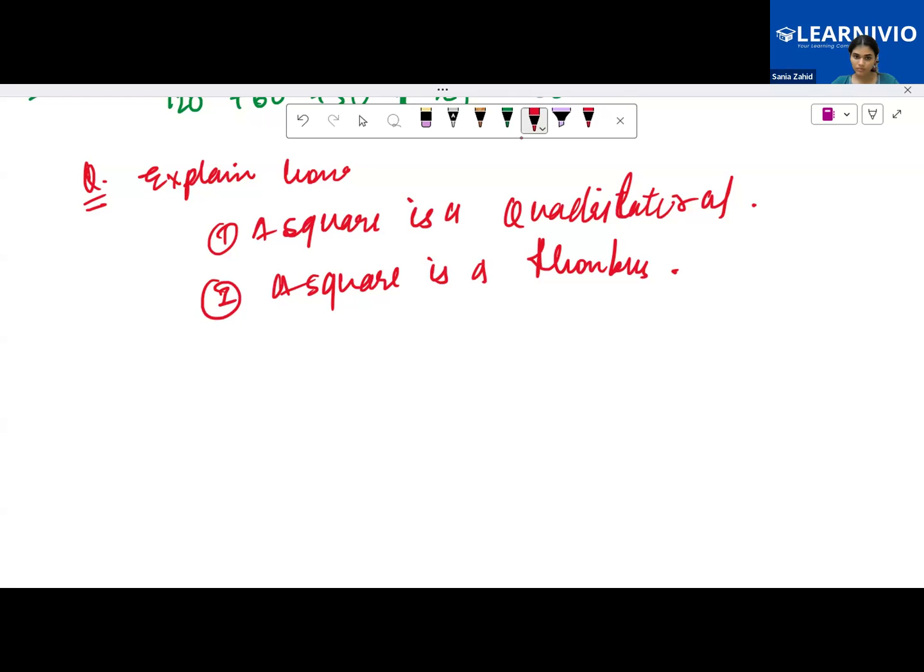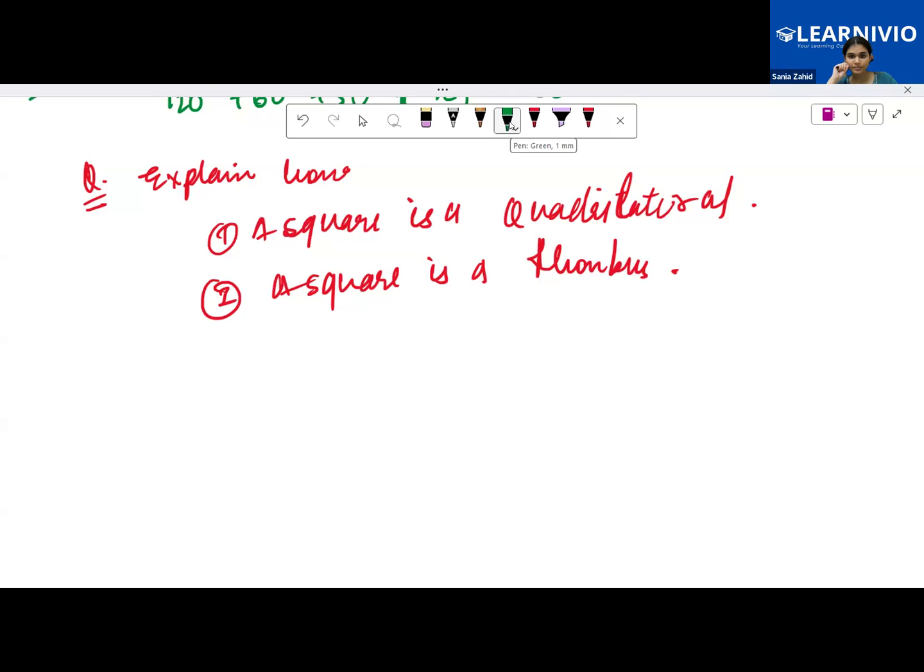Ma'am, can I say? Yeah. Ma'am, a square is a quadrilateral because a quadrilateral is a shape that is closed and has four sides. So a square is closed and it has four sides. Okay. Next, Amar, you tell me.